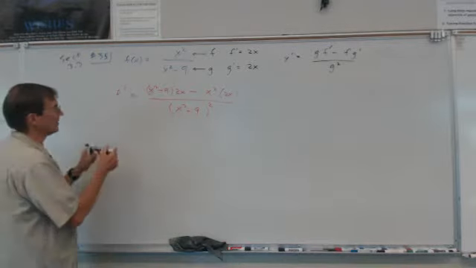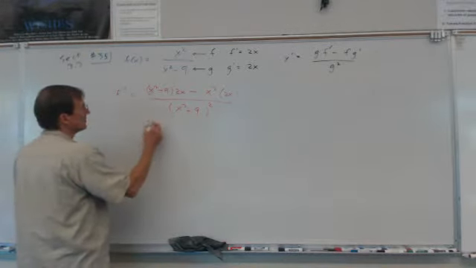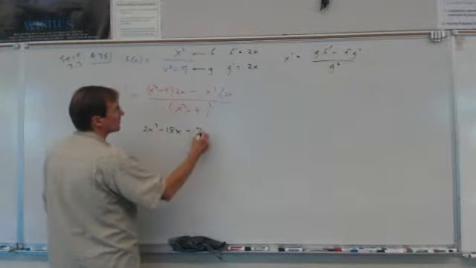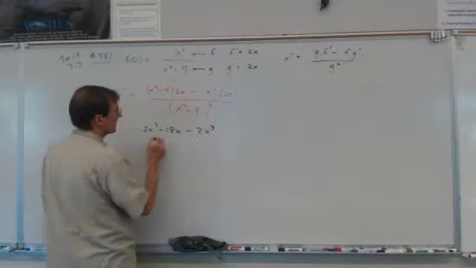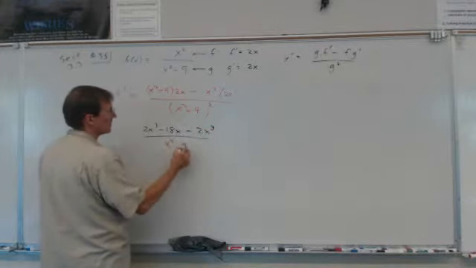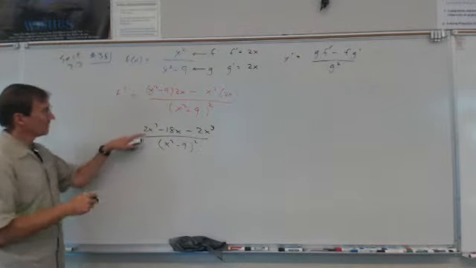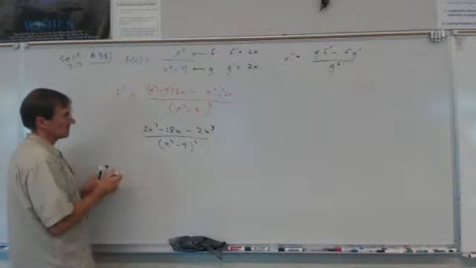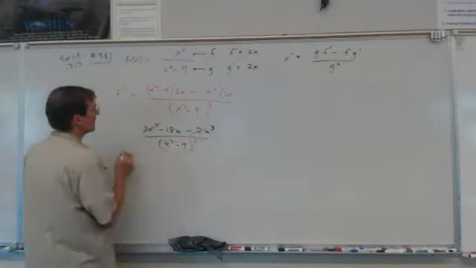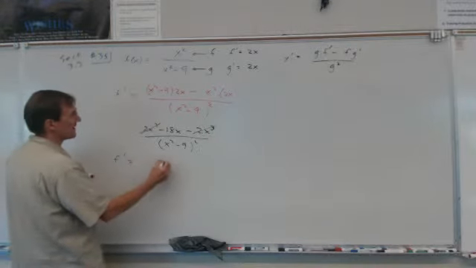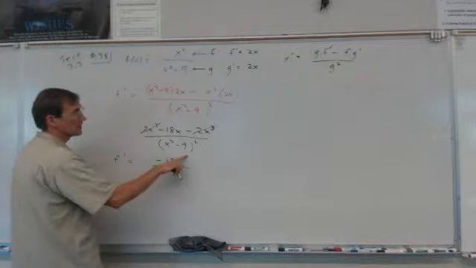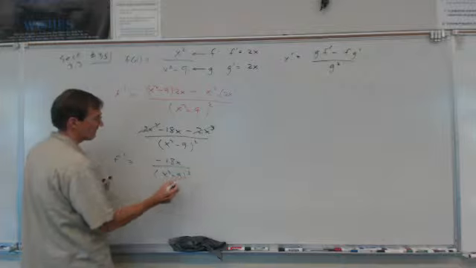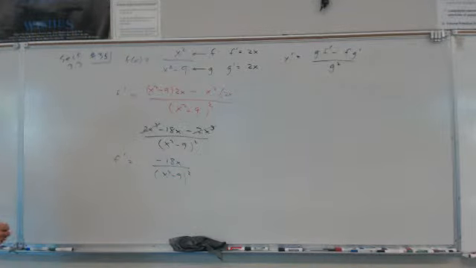So let's simplify this a little bit. It's going to be 2x cubed minus 18x minus 2x cubed all over that x squared minus 9 quantity squared. So the 2x cubes are going to cancel there, aren't they? So we've got f prime is going to equal negative 18x over a positive number, x squared minus 9 quantity squared. So are there any critical points there?